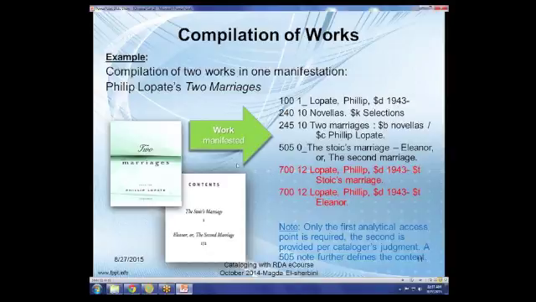If you were looking at an anthology containing works by more than one author, then yes, it is proper to create a field 700 access point and to have that include the author name and the title of the different works that are collected in the anthology.